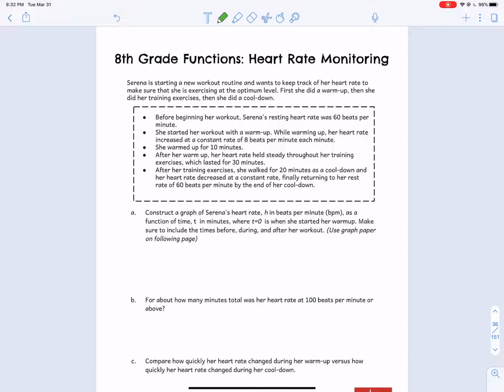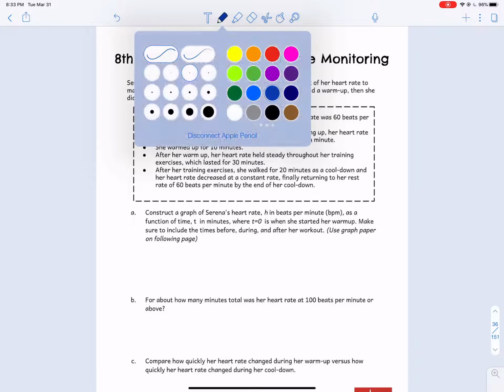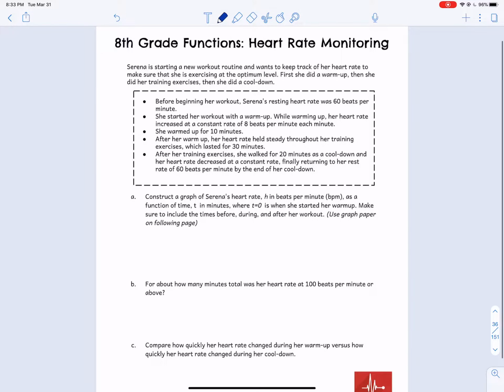Okay, this is day 2 of the distance learning packet for math. Our task today is on heart rate monitoring. Again, you can pause it and read it. I'm going to focus on the important things.